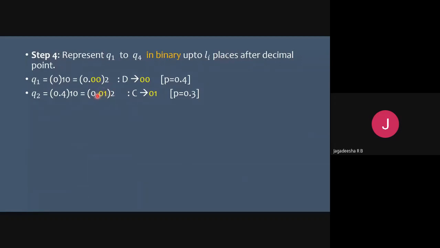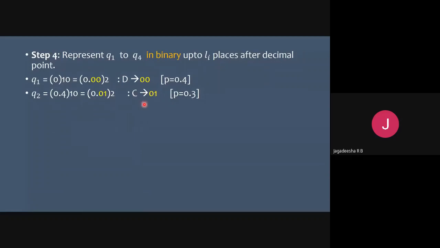So I'm not writing 0.01100 and so on. I'm just writing 0.01, only 2 digits. Why? Because L2 size is also 2 bits, right? That is what we have seen. And that L2 corresponds to what? The second symbol C. So second symbol C's code word is 01. Just pick up from here and assign it here.